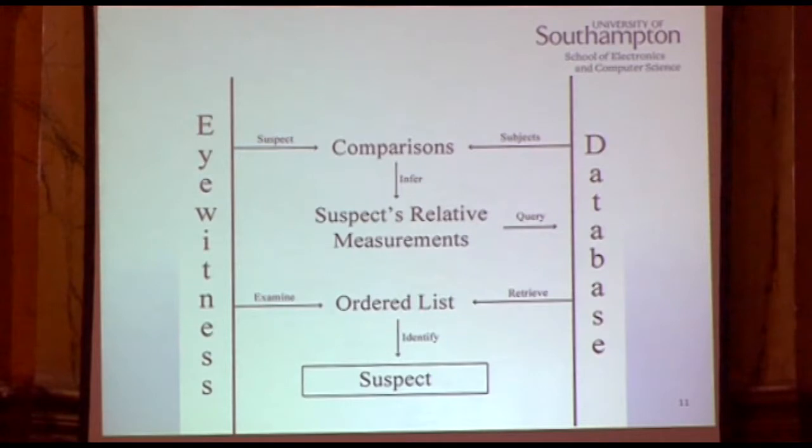From these comparisons, we would infer a set of relative measurements, which would be our biometric feature vector, which would then be used to probe the criminal database looking for this person. From that, we'd retrieve an ordered list of people who are most similar, and then we can ask the eyewitness to identify the person. So the experiment ran very much like this. We selected a suspect randomly and obtained a varying amount of comparisons of that suspect to other subjects in the database. The rest of the comparisons then produced our gallery database for which we're going to search.